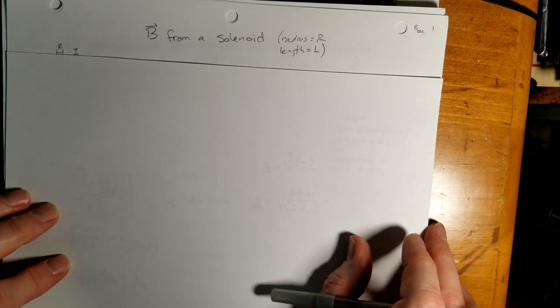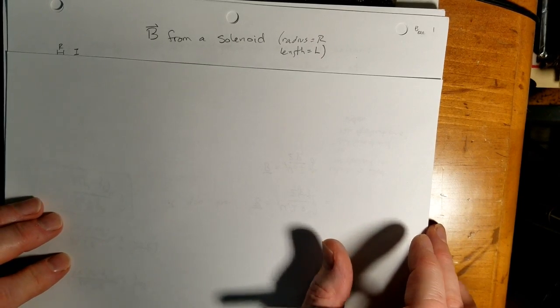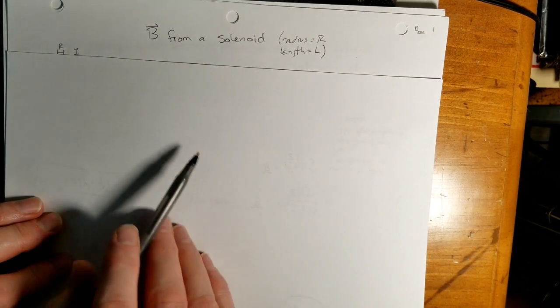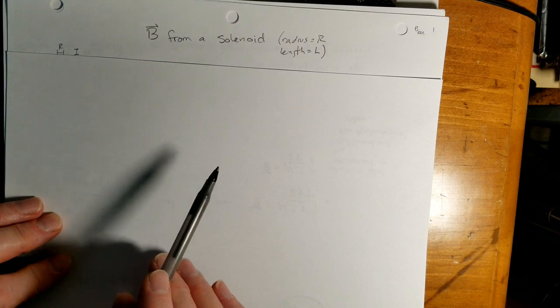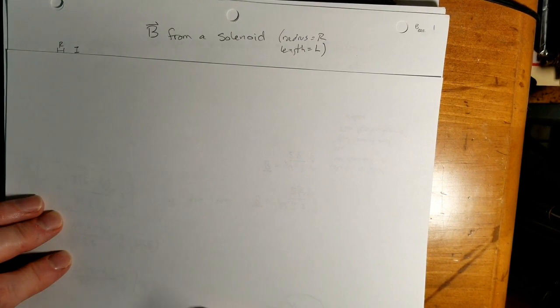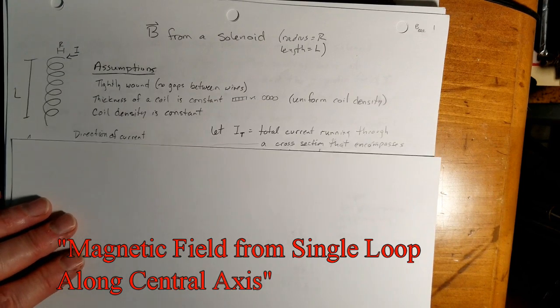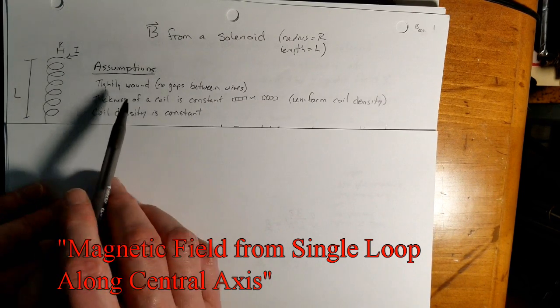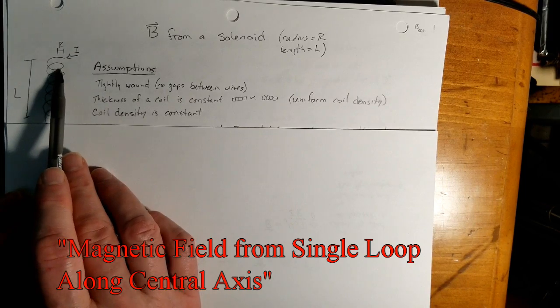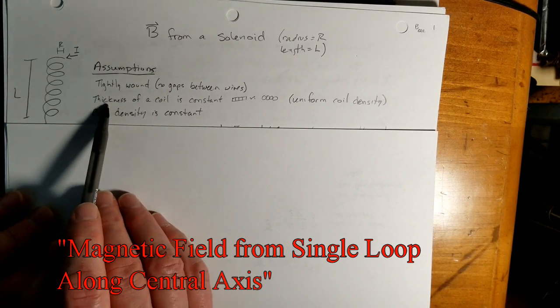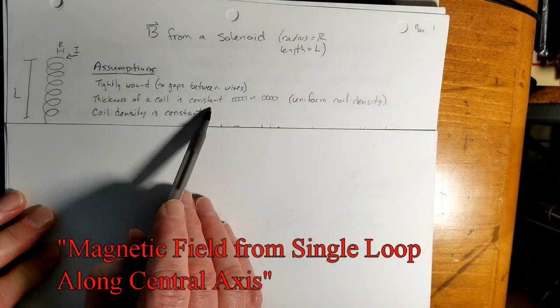Now let's find the magnetic field from a solenoid. There's another video out there where I find it from a single loop, and I will make a reference to that within this with what the preliminary title is. I am going to make an assumption here that the solenoid's loops are tightly wound. There's no gap between the wires, and also that the thickness of the coil is constant.